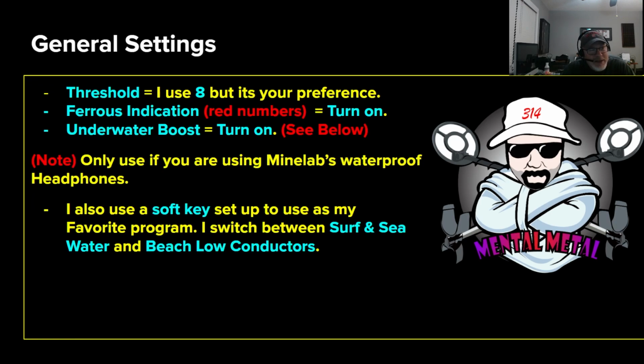Now, for your general settings, the threshold I typically use is 8. You don't have to use a threshold, but I like to hear a threshold on the beach just to hear my machine working. Sometimes you'll go between a lot of targets, long time spans between targets, and at least you can hear your machine humming along. Ferrous indication, the red numbers, I turn those on. You've got to be in all metal mode, but I turn them on for that reason, so I can see the iron when it does come across some mixture of iron targets.